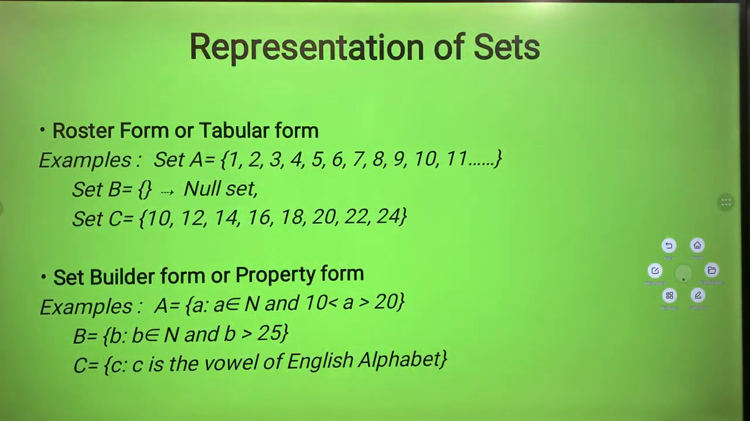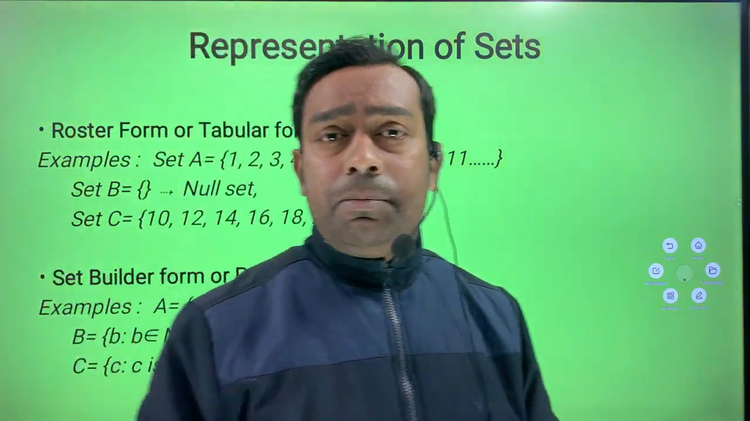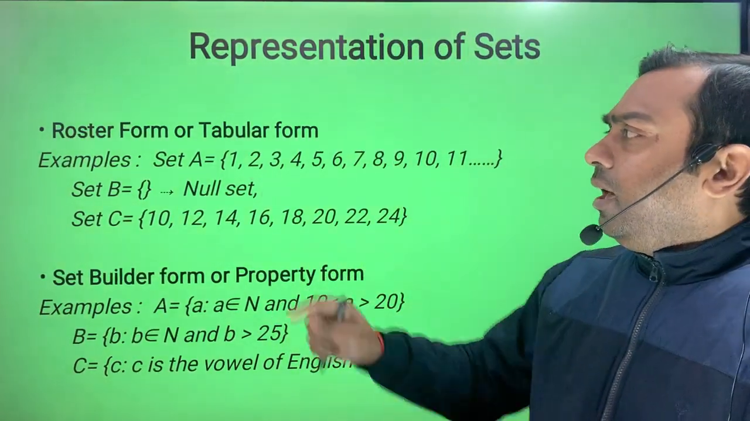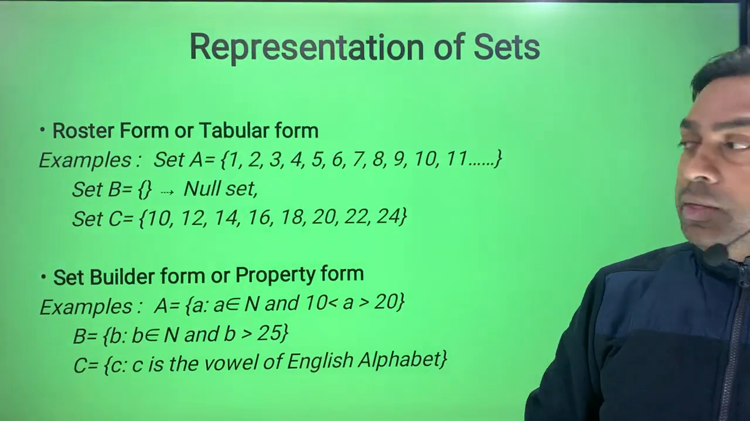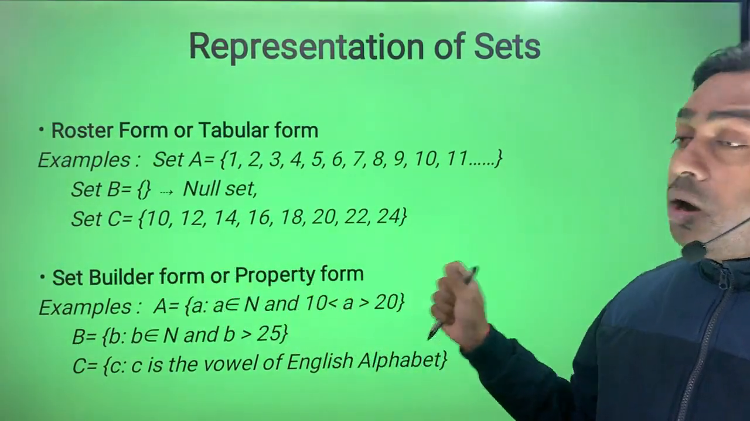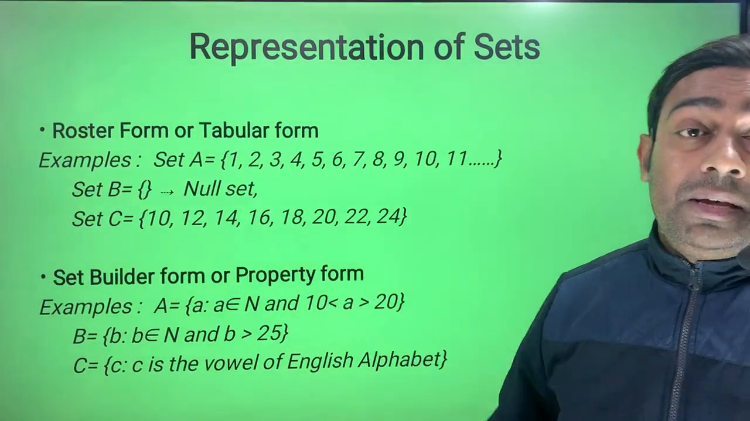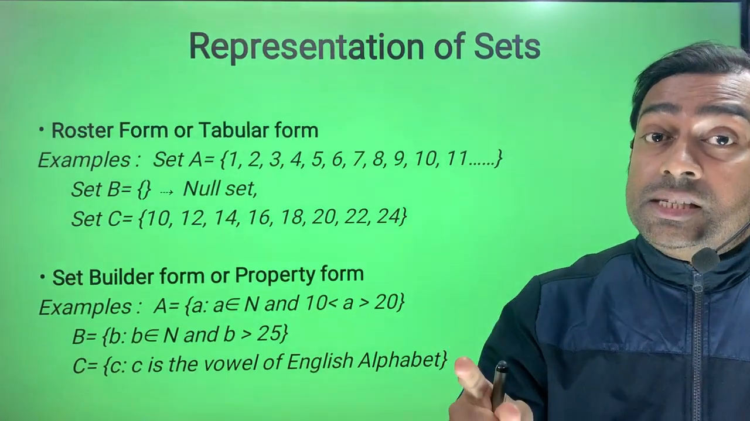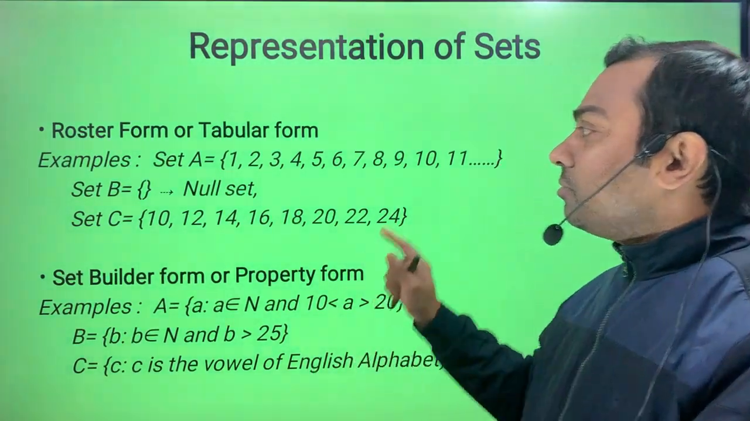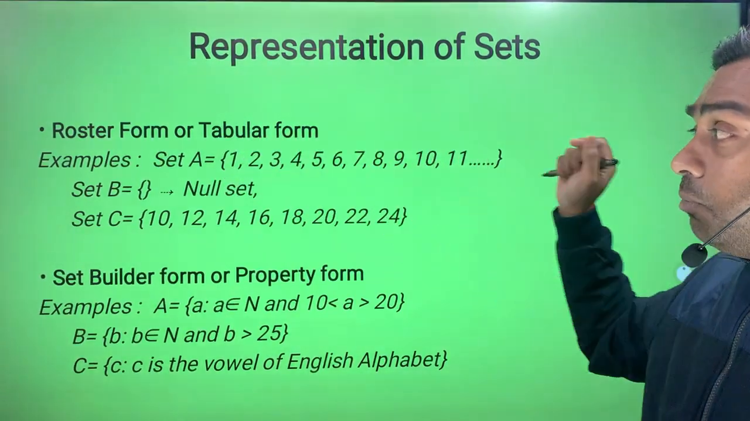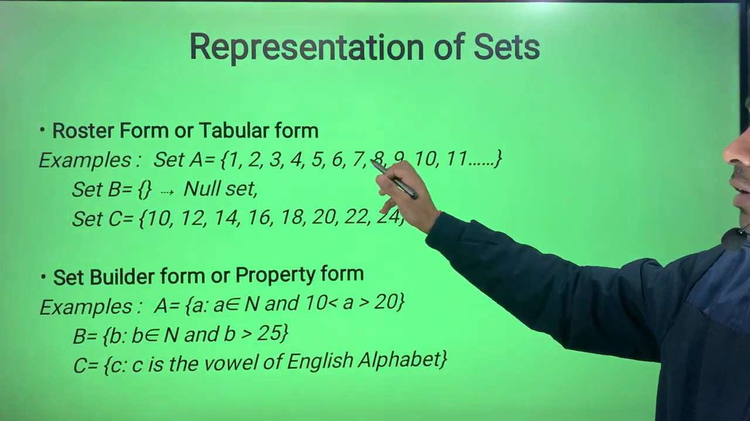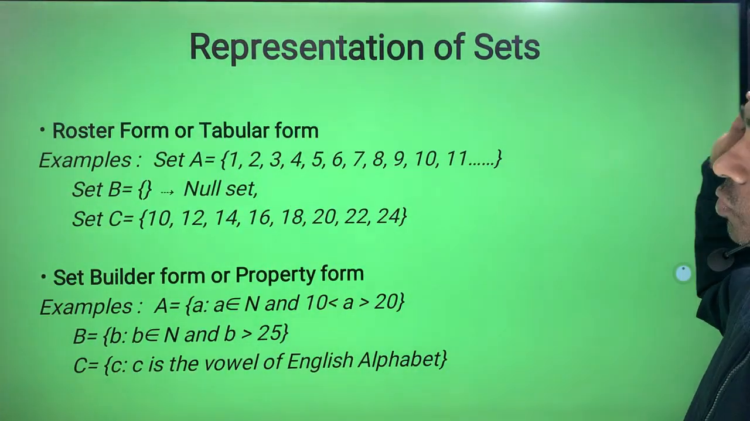So now let us move ahead. You can see some representations of sets. In what ways do we represent sets? We represent sets in two ways: roster form or tabular form, and set builder form or property form. Property form means where we define some properties and put some limitations. Yes, my dear students. In roster form or tabular form, you can see set A has 1, 2, 3, 4, 5, 6, 7, 8, 9, 10, 11 and so on.